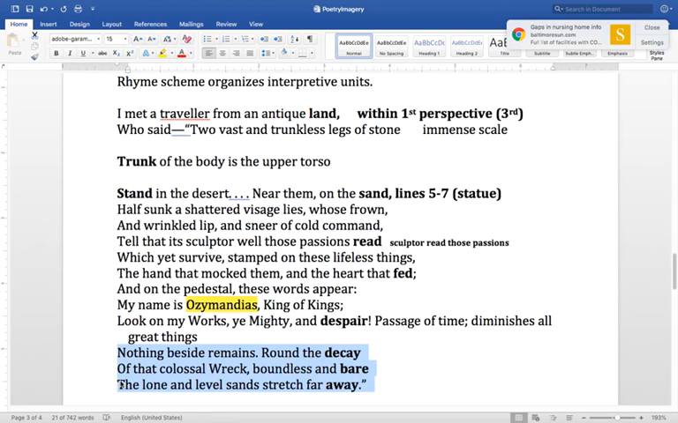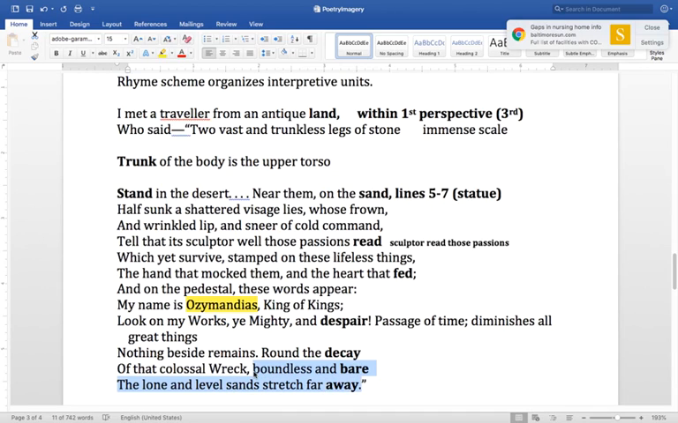Nothing beside remains round the decay of that colossal wreck. And that's what this immense statue, which once might have inspired awe, has become. Time has taken this huge, awe-inspiring statue and made a colossal wreck out of it. And that word wreck is so loaded. Round the decay of that colossal wreck, boundless, again, a sense of scale, boundless and bare, the alliteration of the B and B sound, right? Boundless and bare, the lone and level sands stretch far away.